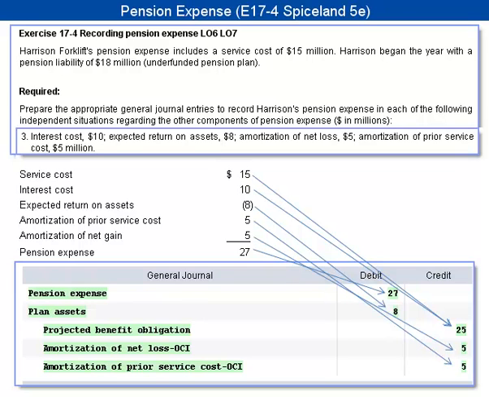And here you see the $27 million is debited. The plan assets of $8 million again get increased. The projected benefit obligations are the sum of the service cost and interest cost, just as we've seen in the previous cases, so that equals $25 million. And now we have an amortization of the net loss and an amortization of prior service costs.